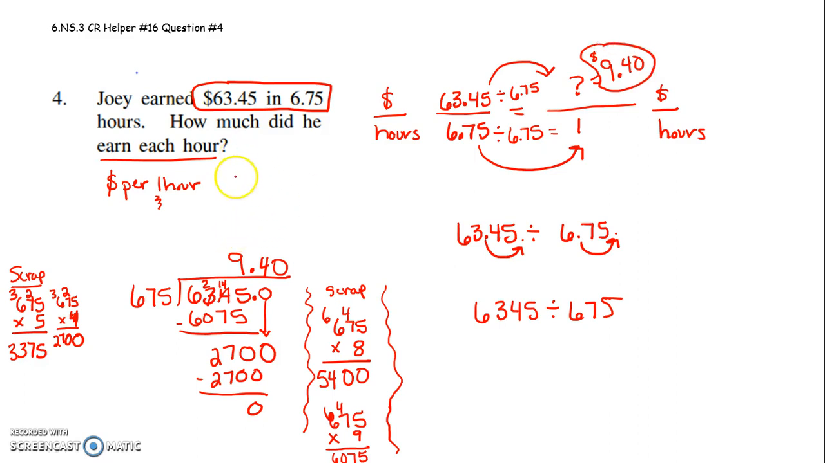All right, I hope that helps. So $9.40 per hour would be the rate. Rate is given with money per hour. It always has 2 units, and so these 2 units are money and hours. Hope that helps. It's a long video.